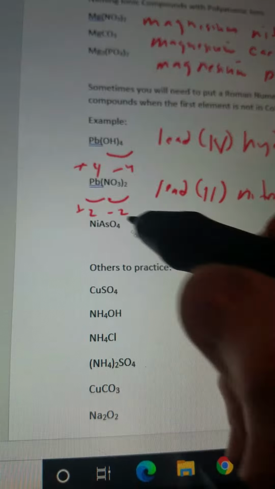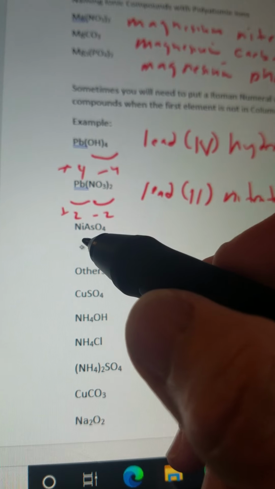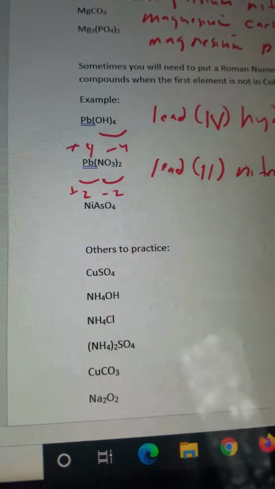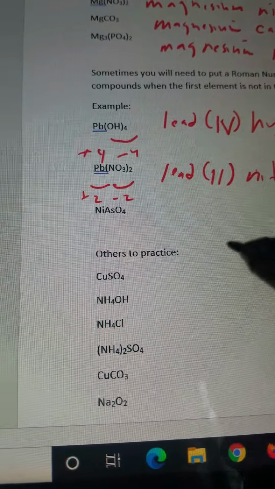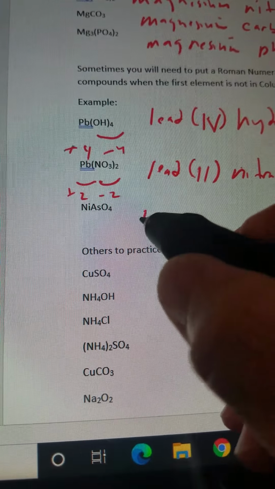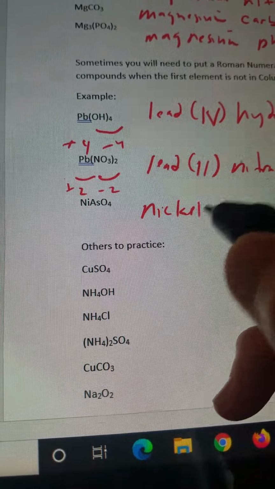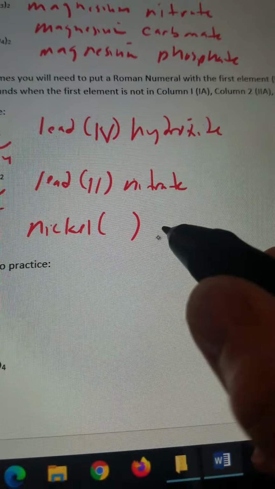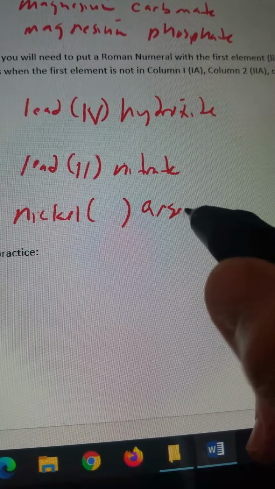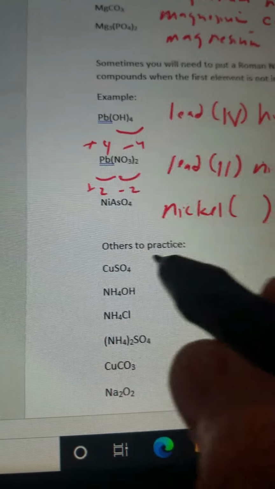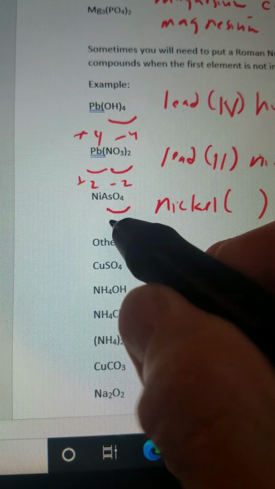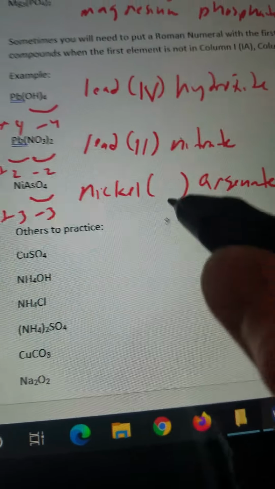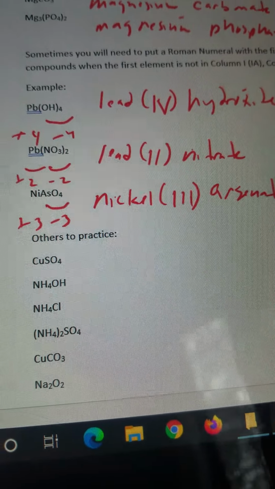Our last example, you have nickel, and again, nickel's not in the first 2 columns, or cadmium, zinc, aluminum, or silver, so it does need a Roman numeral, so we'll just say nickel, Roman numeral, and then this is the arsenate ion. Arsenate ion has a -3 charge. I only have 1 of them, so that makes this half -3, that makes this half +3, so I would need a Roman numeral 3 here.